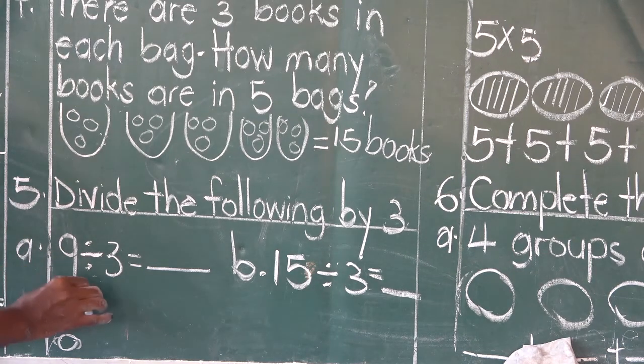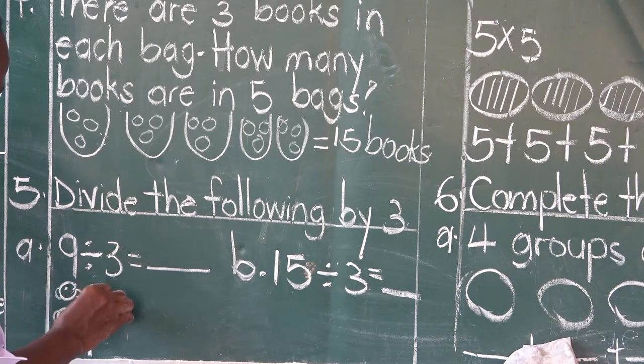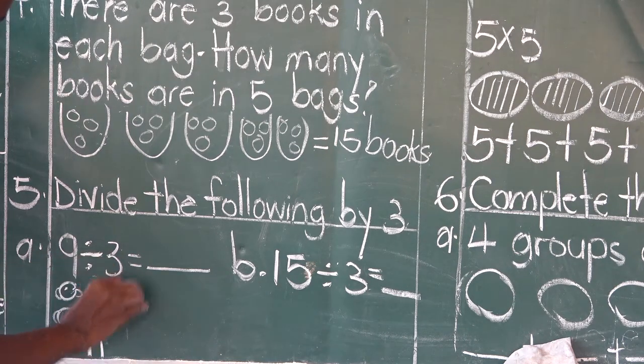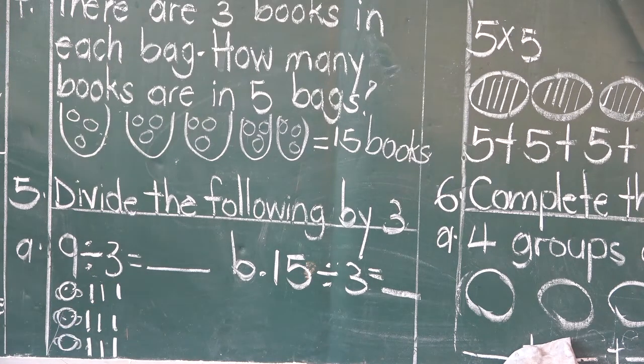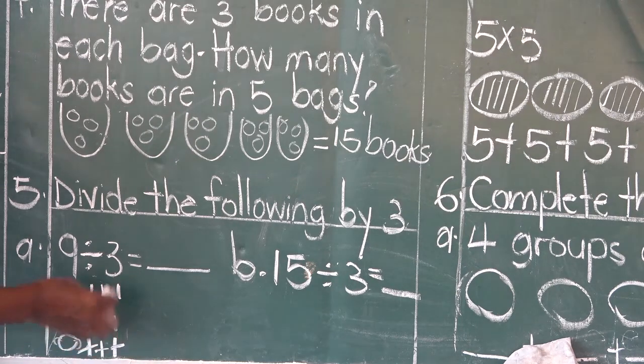Now let's share. I give this one 1, I give this, I give this. These are my 1, 2, 3. Then I come back for 5, 6, 7, 8, 9. Okay, I'm done with sharing the 9 sweets. Now I'm counting sweets for 1 head. 1, 2, 3. And that will be our answer.